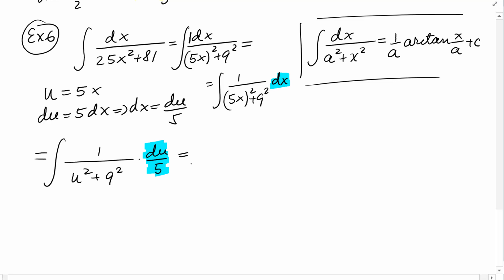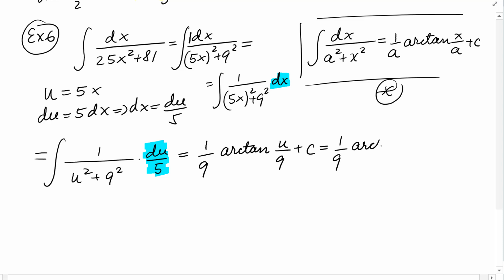So we get, based on the formula that we wrote here, 1 over 9 arctangent of u over 9 plus c. But u is 5x, so it's 1 over 9 arctangent of 5x over 9 plus c. And this would be the final answer.